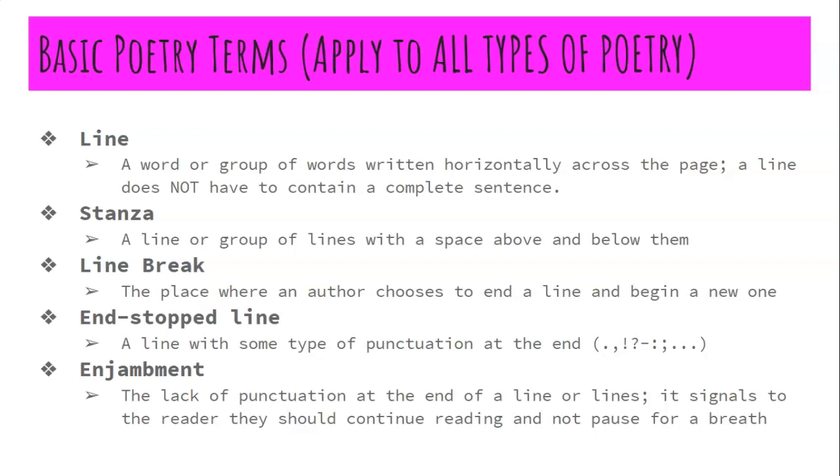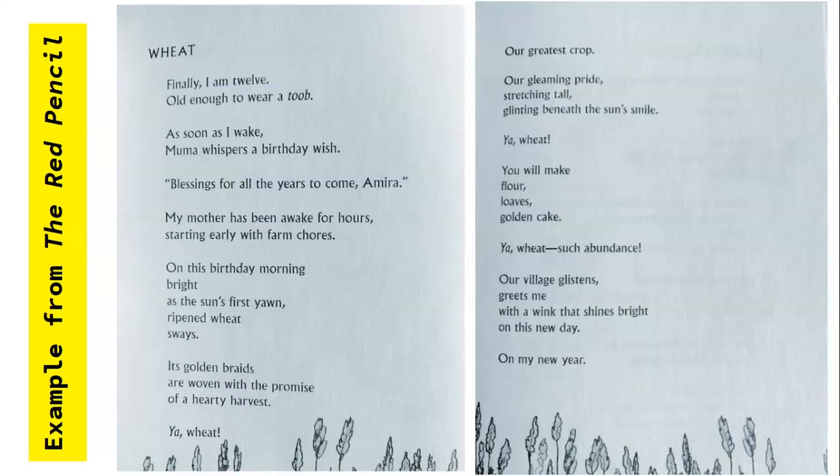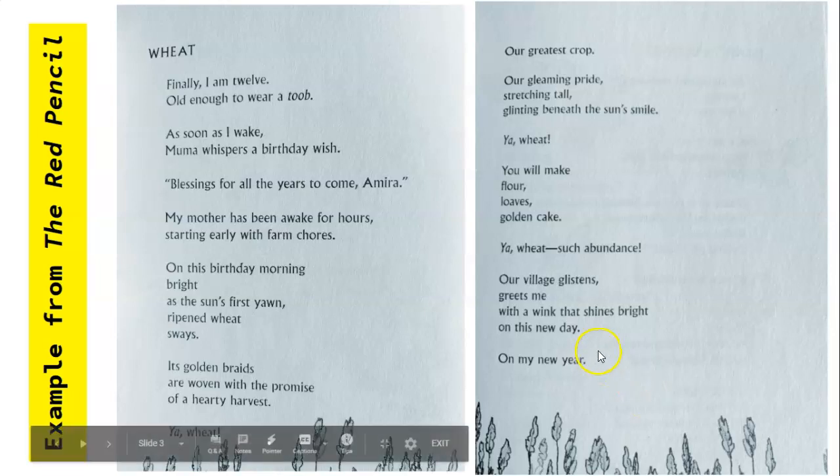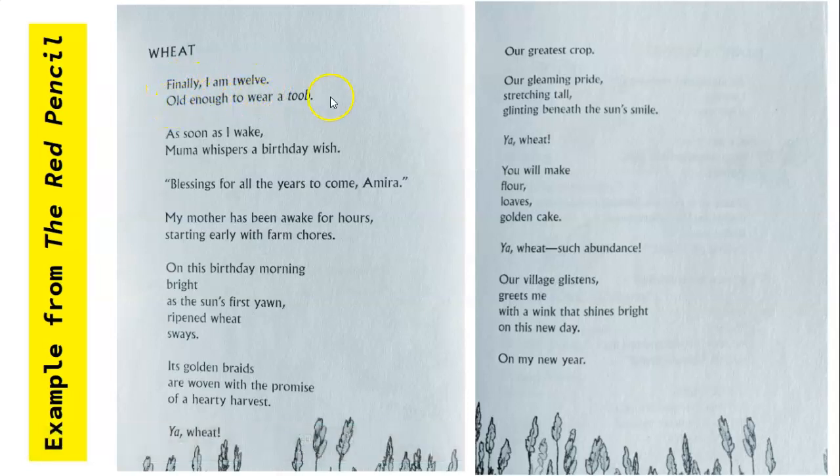So to give you an example of that, I'm going to show you actually the first poem from The Red Pencil. So you can see here that we have 1, 2 lines, and then 3, 4, 5, 6, 7, and I could keep counting. So you want to count horizontally across the page. It does not, again, have to be a complete sentence.